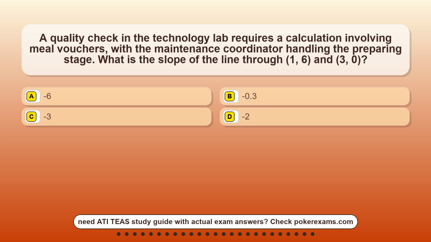A quality check in the technology lab requires a calculation involving meal vouchers, with the maintenance coordinator handling the preparing stage. What is the slope of the line through (1, 6) and (3, 0)? Option A, -6. Option B, -0.3. Option C, -3. Option D, -2. The correct answer is option C, -3.